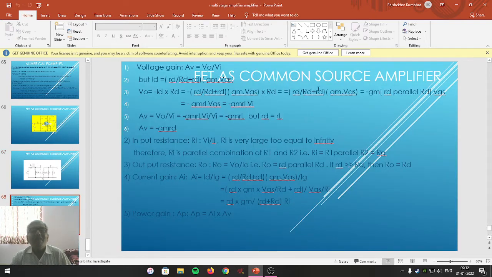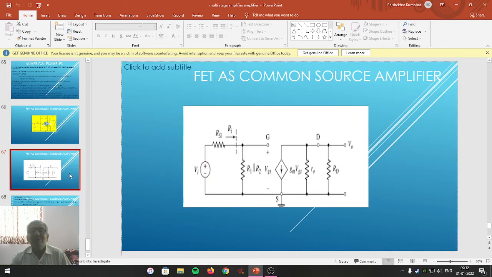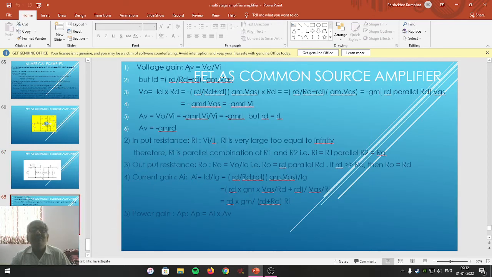Friends, let me first define the voltage gain. The voltage gain of any amplifier is nothing but the ratio of output voltage upon input voltage. If you look at the small signal model, the input voltage provided is Vi, and the amplified output voltage obtained is Vo. So as per the definition of the voltage gain, we can get the voltage gain as AV equal to Vo upon Vi.